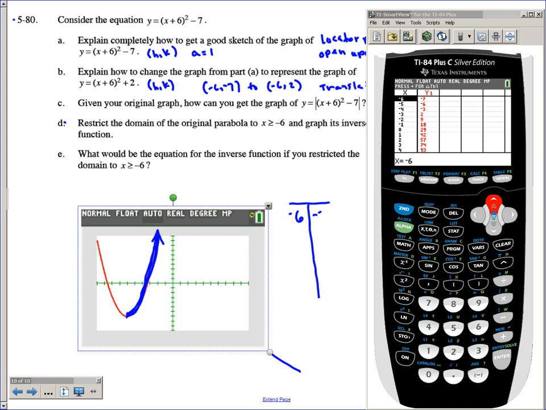-6, -7, -5, -6, -4, -3, -3, -2. Sorry, +2. I was getting carried away. Then we have -2, +9. -1, +18. And that should be good for that. This is our original.